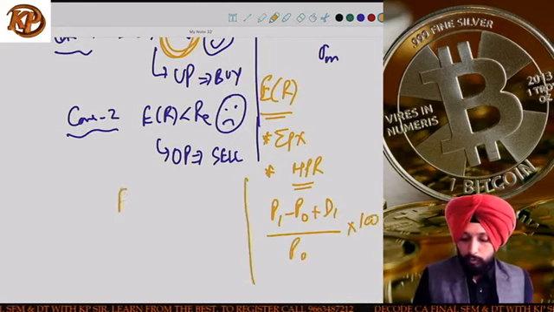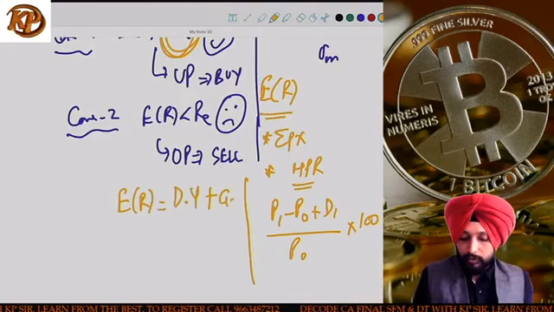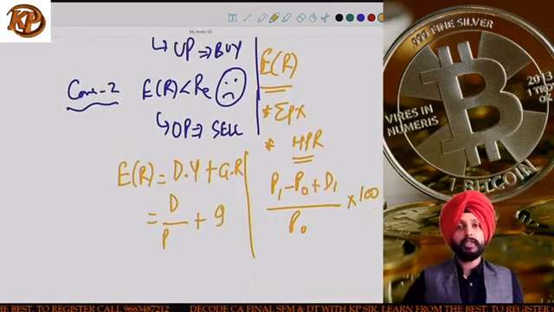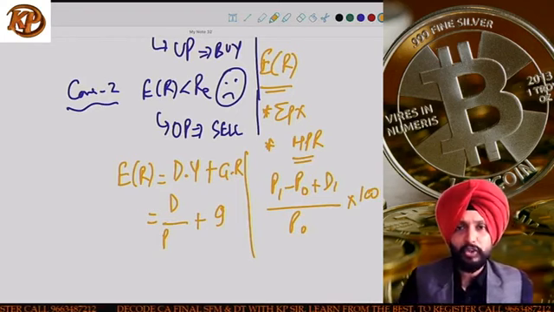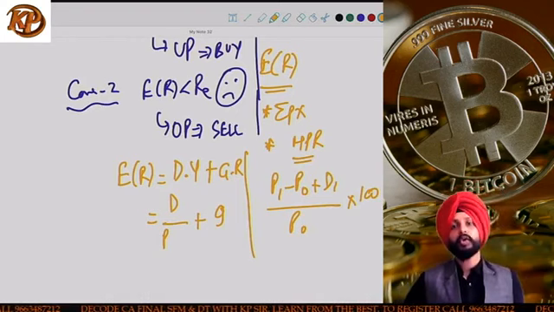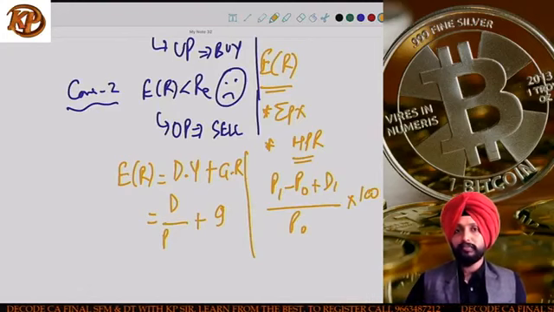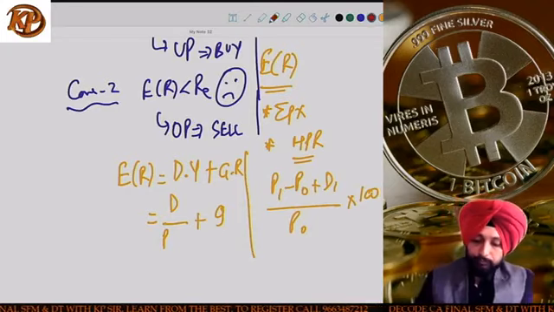And one more formula for calculating expected return is dividend yield plus growth rate, which is D by P plus G. These are the three formulas I told you. If expected return is not given, any one of these will be tested in the exam based on the past papers. Either it is summation PX, or holding period return, or dividend yield plus growth rate, which is dividend by price plus growth.